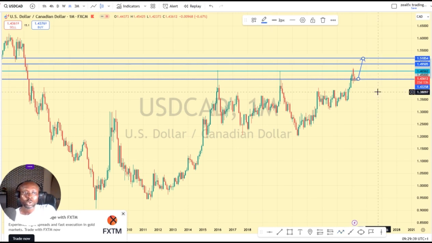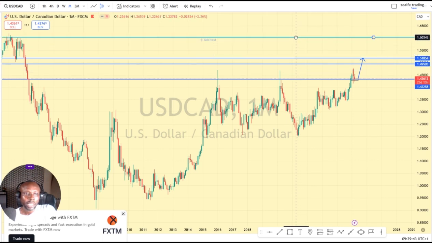So we expect price to continue to trend higher. We'll be expecting price to move to this next level. So we expect price to move to this, to complete this structure on the monthly chart before this year runs out. We expect the USD CAD to complete this structure on the monthly chart. So let's look at the weekly chart of the USD CAD.